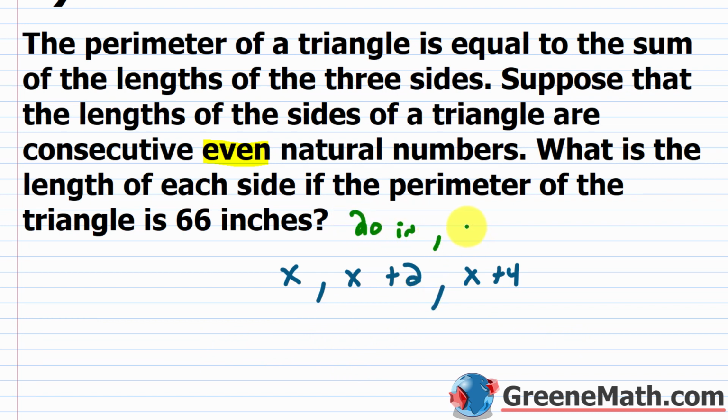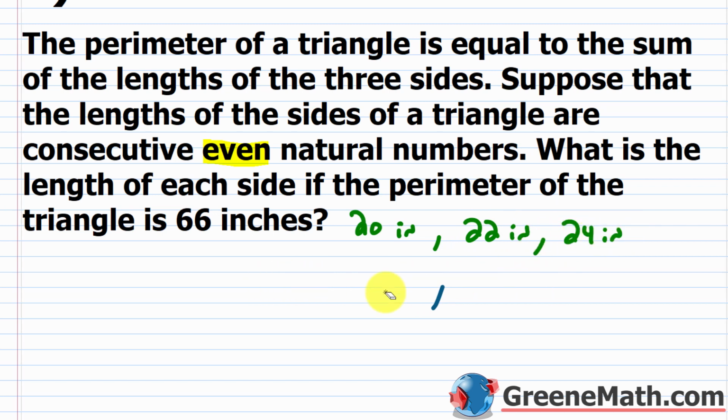And then the next one is 22 inches. And then the next one is 24 inches. Okay, so basically if you add those together, 20 inches plus 22 inches is going to give you 42 inches. And then 42 inches plus 24 inches is going to give you the 66 inches. So this is the correct answer here.